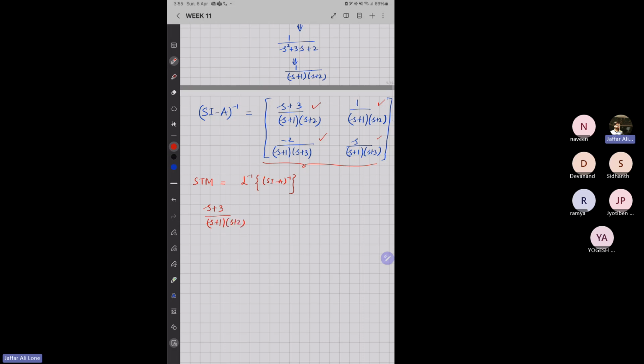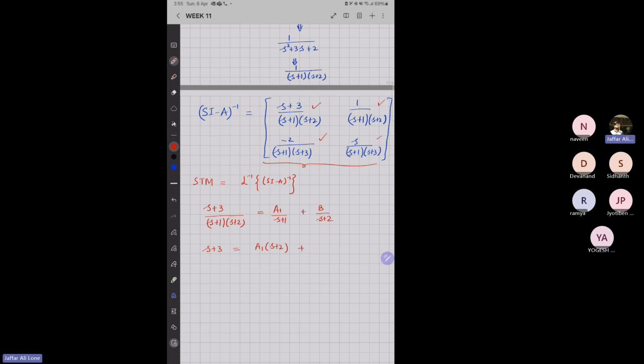We have read this in week number 1 or week number 2 probably. So can anybody tell me what is the procedure, how I should proceed here? Can I write it like this? A1 by s plus 1 plus B1 by s plus 2.